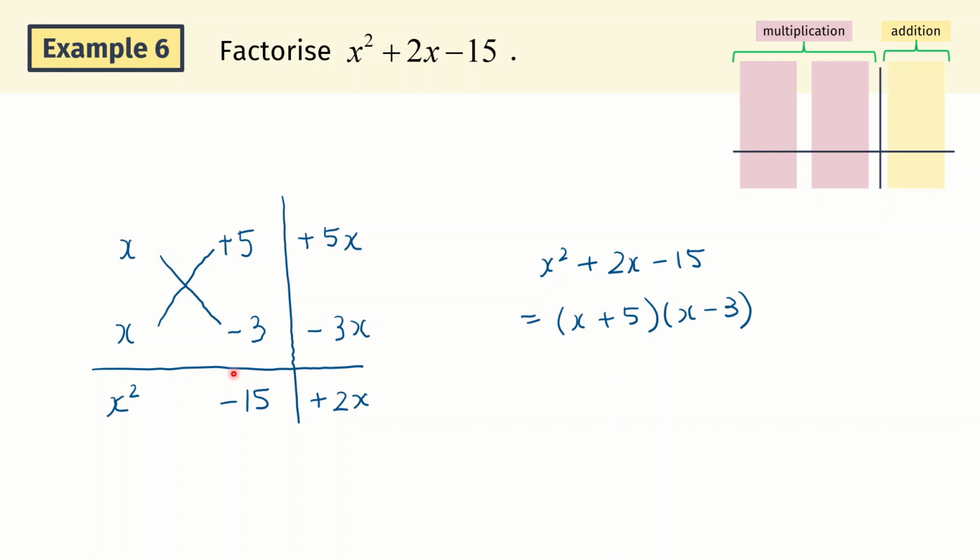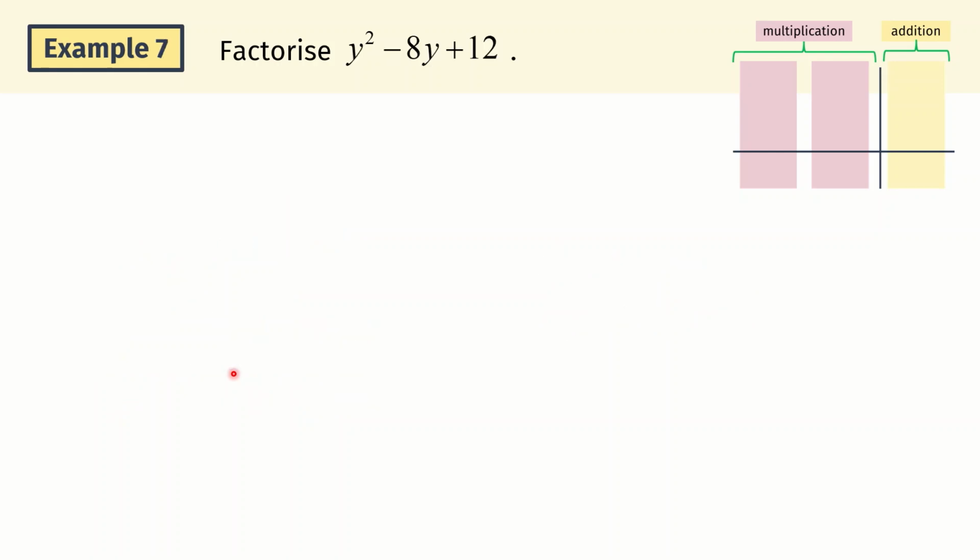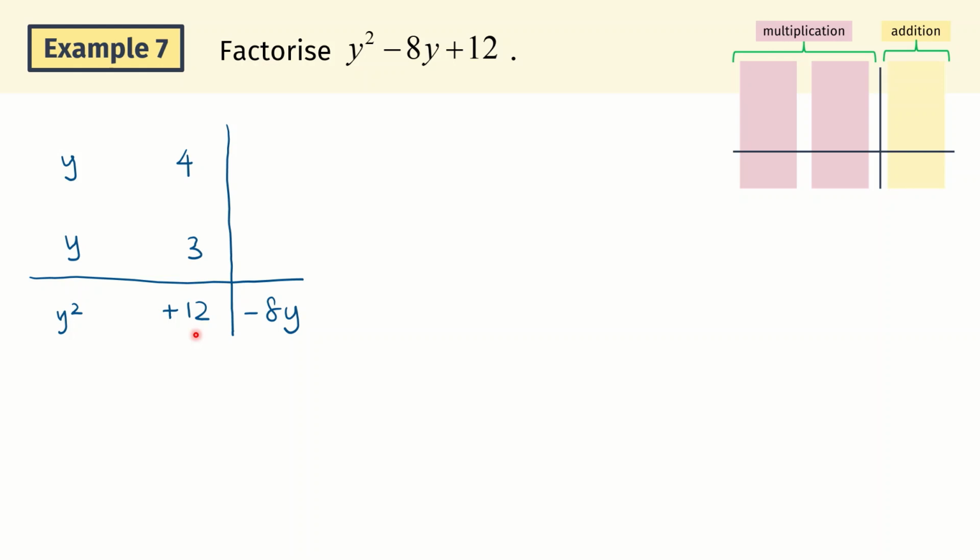Let's look at another example to reinforce what we have just learned. So with y squared minus 8y plus 12, I first draw my frame. I put in our terms, y squared, followed by plus 12, the constant term, then minus 8y. Looking at the first column, we have y times y to give us y squared. Then for 12, we can consider perhaps 4 and 3. And then we do our cross.